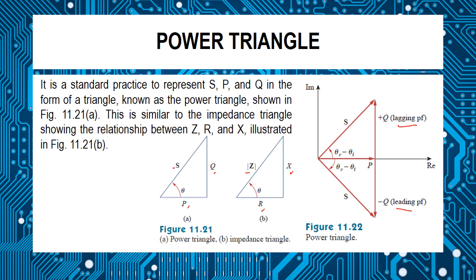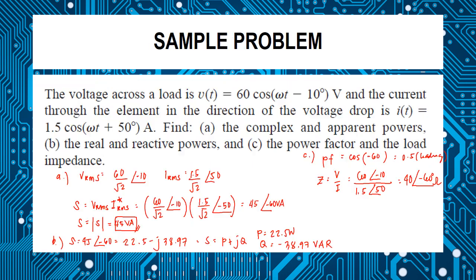So in the power triangle, this is our apparent power, the horizontal axis is the real power, and the vertical axis is the imaginary power. So if we have positive Q, we have lagging PF. If we have negative Q, we have leading PF.